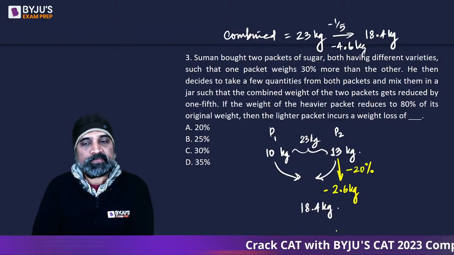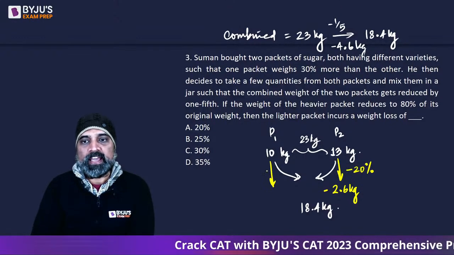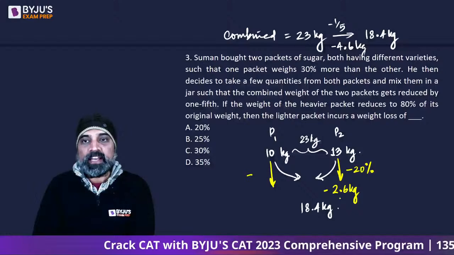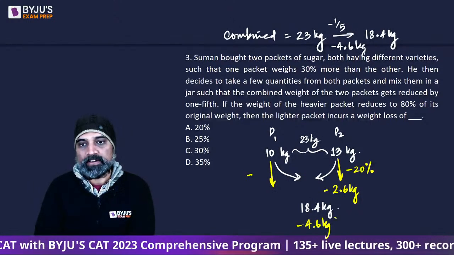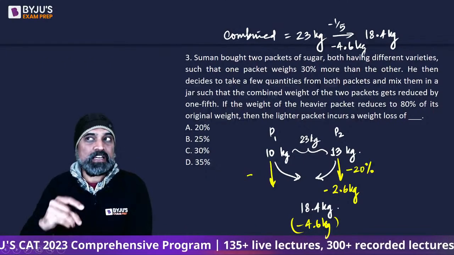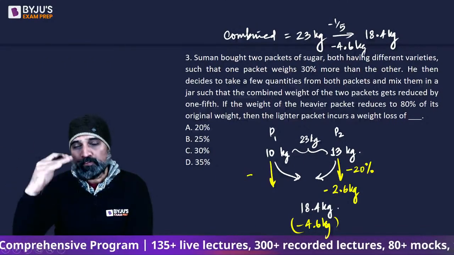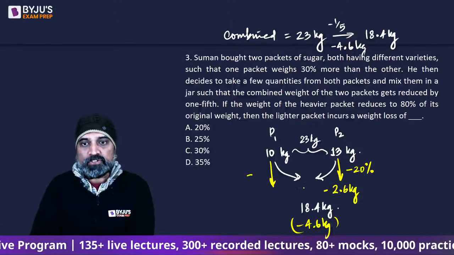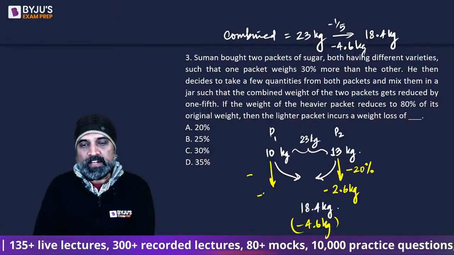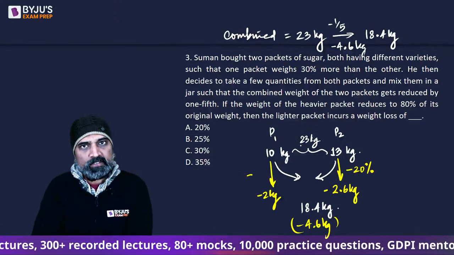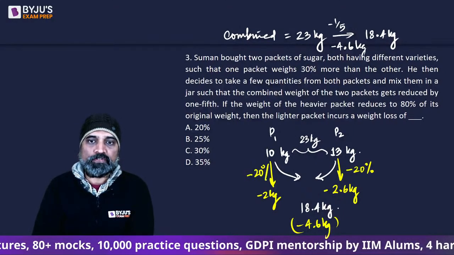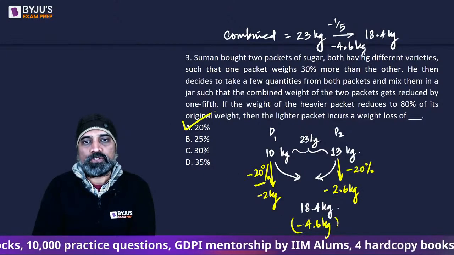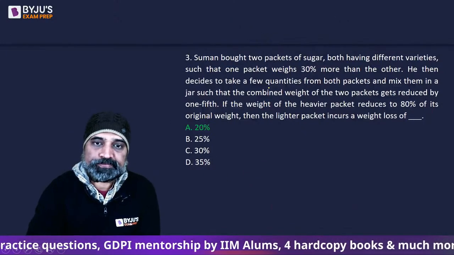right? So how much reduction should we have from the other component? Now, out of the 4.6 kg reduction that we had, 2.6 kg comes out from one of them, right? So the remaining 2 kg should be reduced from the other. Now 2 kg is what percentage of 10 kg? So this is also a reduction of 20%. So 20% becomes our answer.